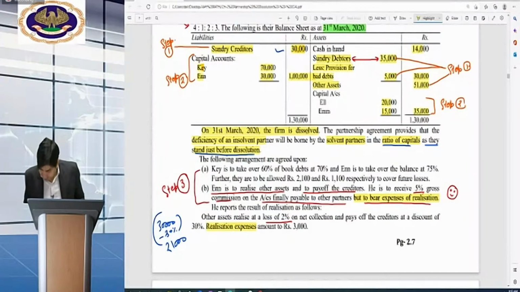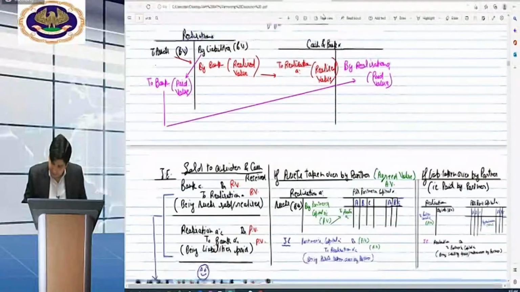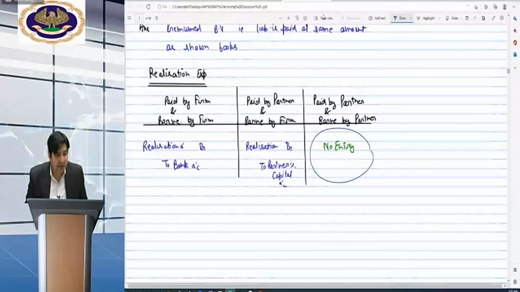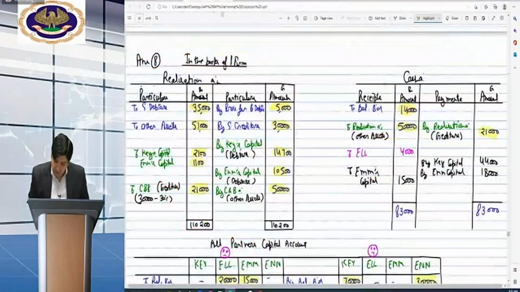But to bear the realization expenses, see, this is the third case, that is paid by partner and borne by partner. This one. Hence, will there be any entry? Tell me everyone. Will there be any entry? Nothing. Net collection, we have already posted here in the bank account.